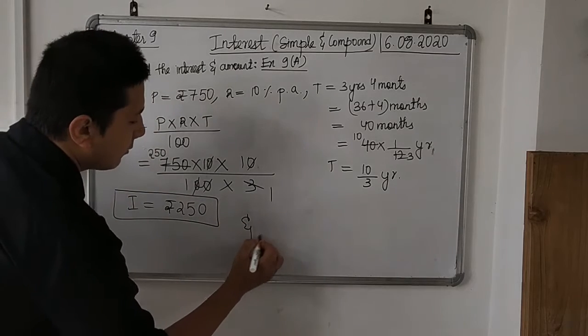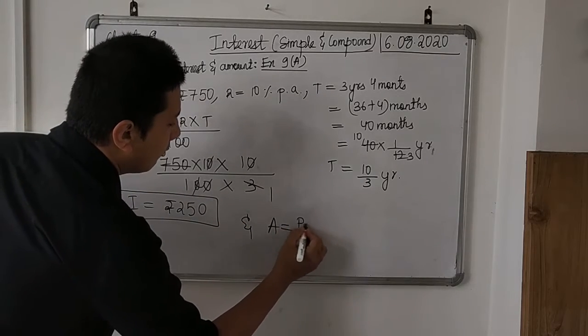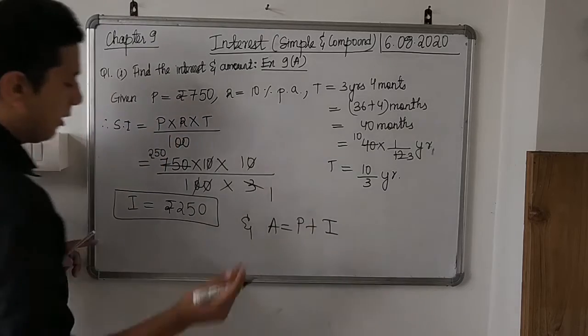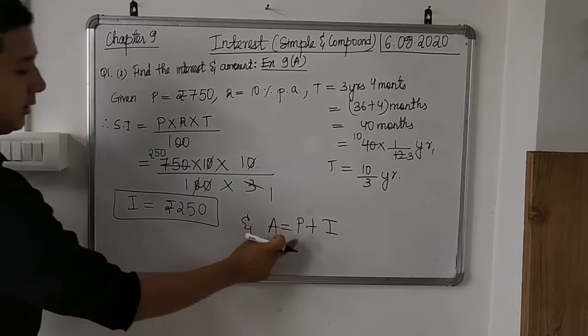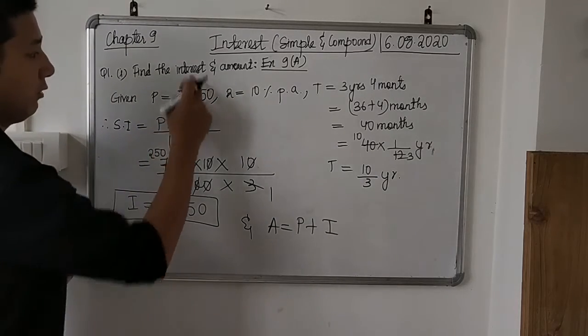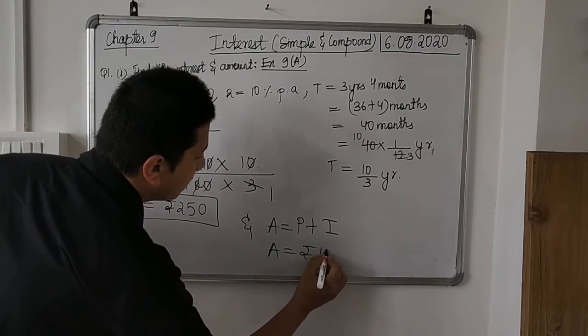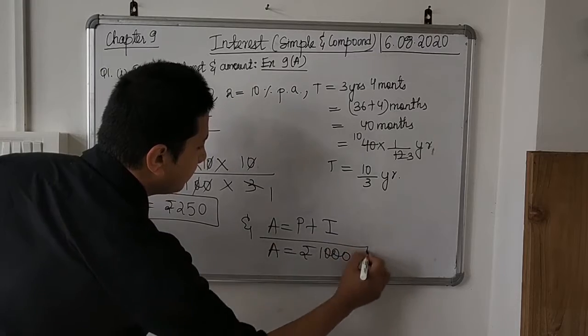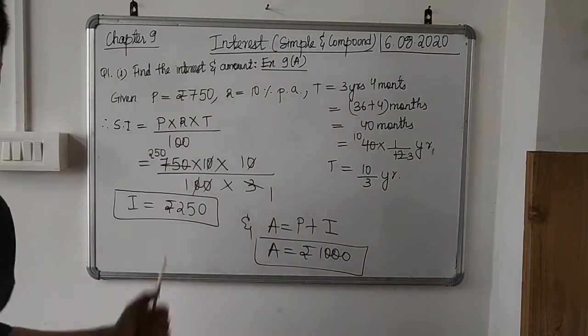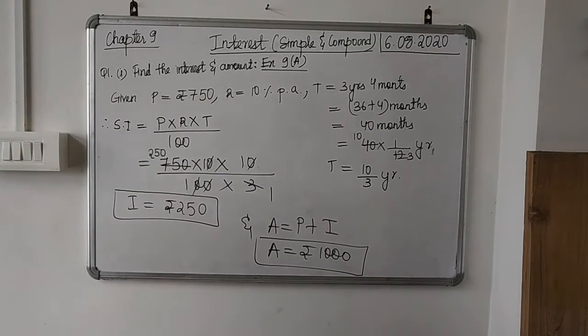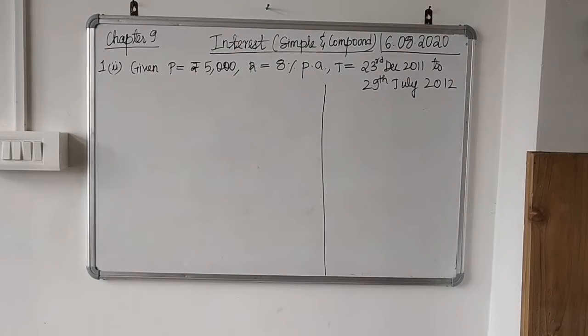And I also need to find the amount. Amount is P plus I. Now how much is P? 750. And how much is I? 250. So if we add it, you will get rupees 1000. So this is your interest and amount. Please pause the video and note it down. Okay, let's move on to question number 2.